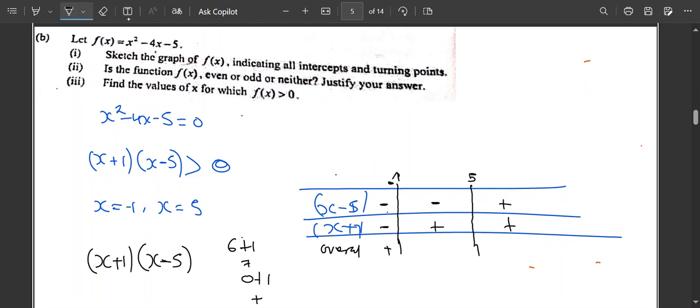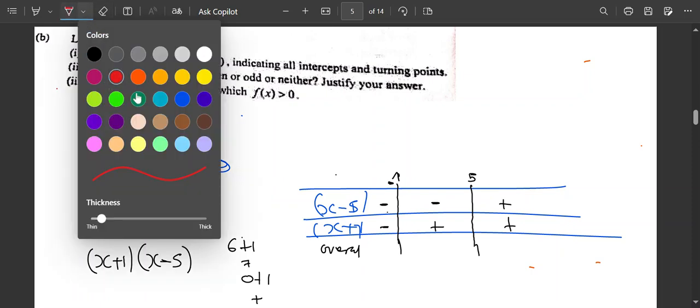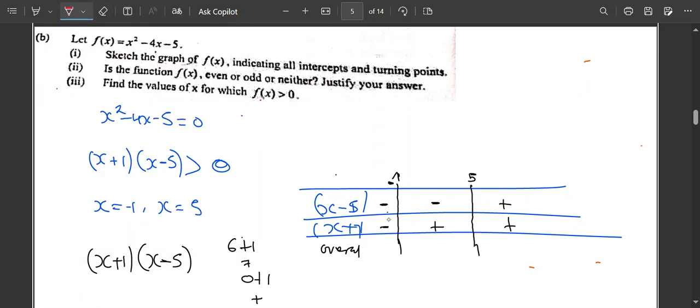So when you multiply now, you want to get the overall sign. Negative times negative, that will be positive. Then negative times positive, that will be negative. Then positive times positive, that will be positive. So we can see this function will be greater than 0 going this side and also going this side, since we want the positive parts.